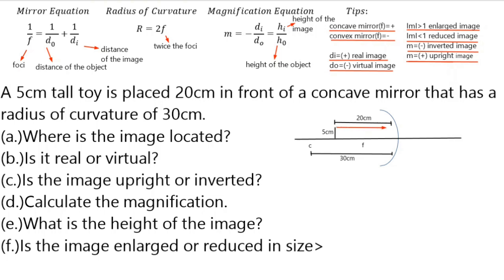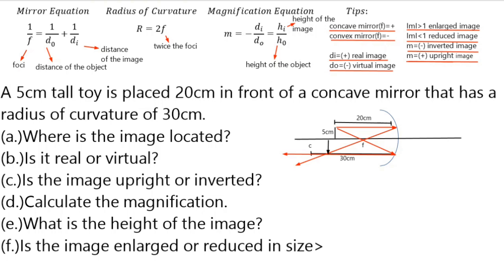A 5 cm tall toy is placed 20 cm in front of a concave mirror that has a radius of curvature of 30 cm. As we can see below the problem, we have questions, and I also did some illustration to illustrate this problem. This will be the height of the image, where the two rays intersect each other. Now let's move on to part A.